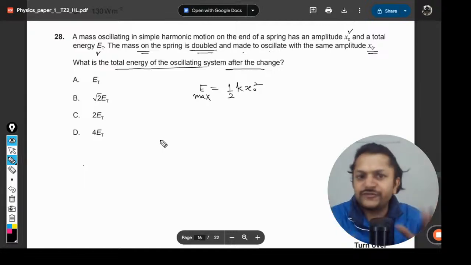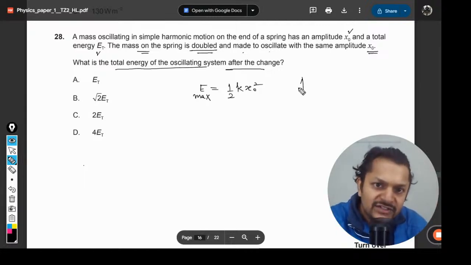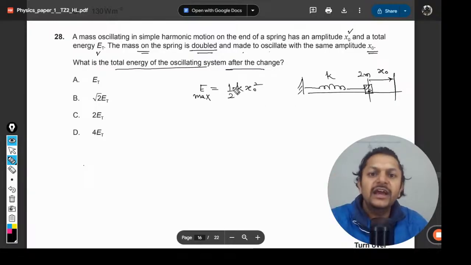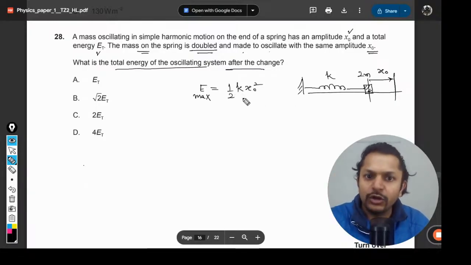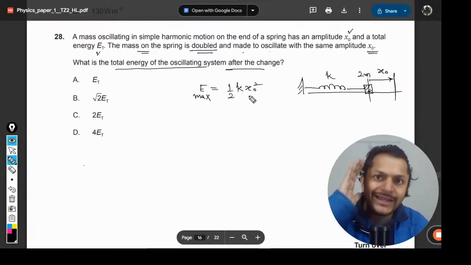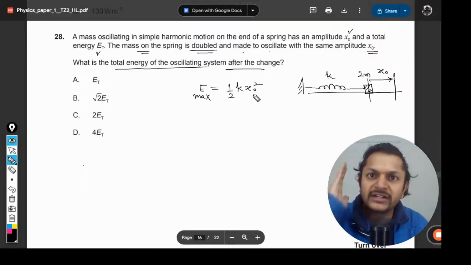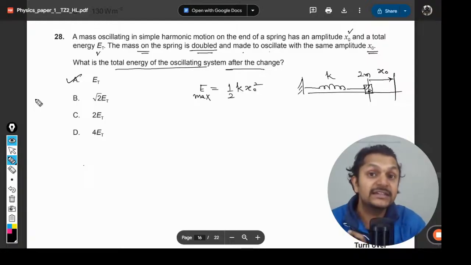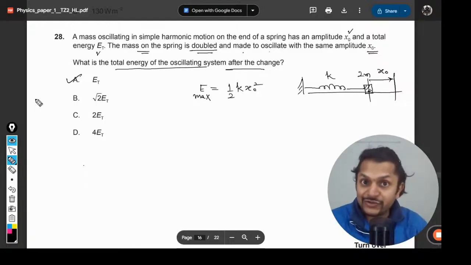Now, if we use this formula, where k is the spring constant and we are not messing with the spring, so k remains constant, the mass is 2m, but the amplitude remains the same, that is x naught. Clearly half k is constant and x naught is also constant, so the energy contained in the spring does not change. So clearly our answer is A in this question, half k x naught square.